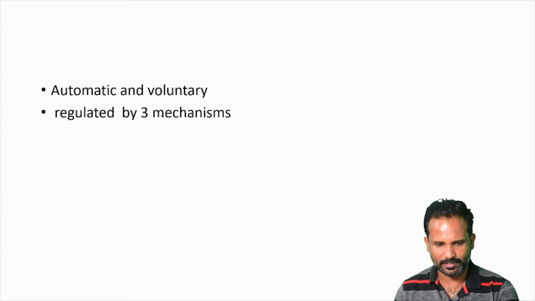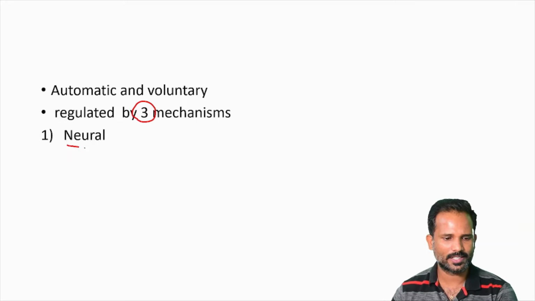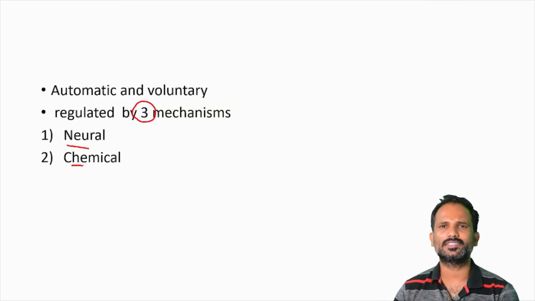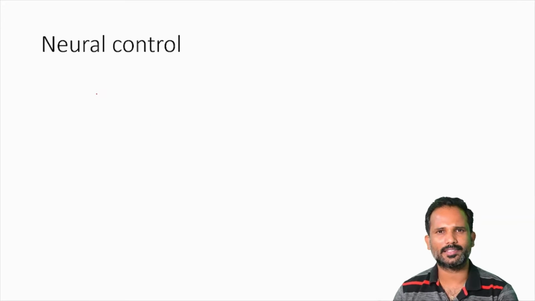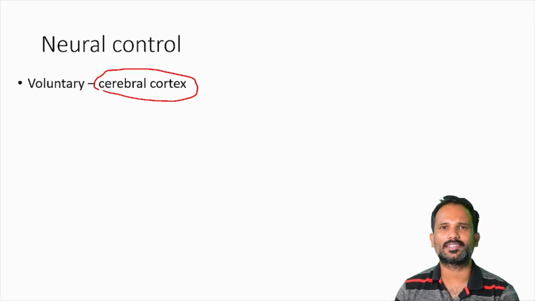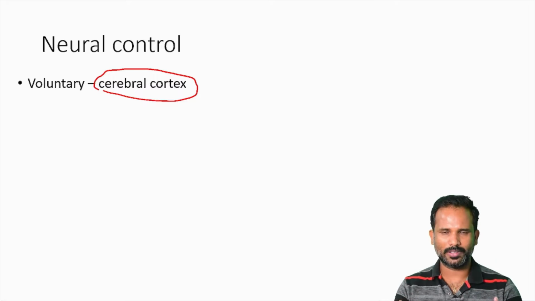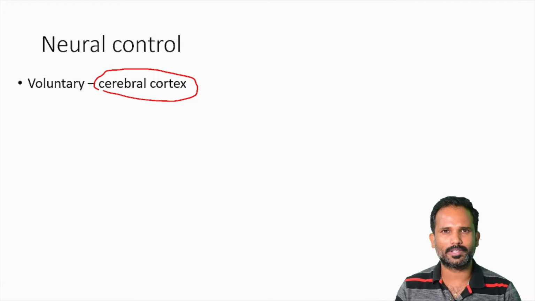So there are three mechanisms involved in the automatic control. One is called the neural mechanism, another is called the chemical mechanism, and the third one is the other, which we are considering as the non-chemical mechanism. Coming to the neural mechanism, the voluntary part is under the control of the cerebral cortex. So the cerebral cortex is concerned with voluntary control. If I am blowing a balloon, I can blow it voluntarily. My cerebral cortex orders the inspiratory muscles like the diaphragm and the external intercostal muscles to blow the air out.